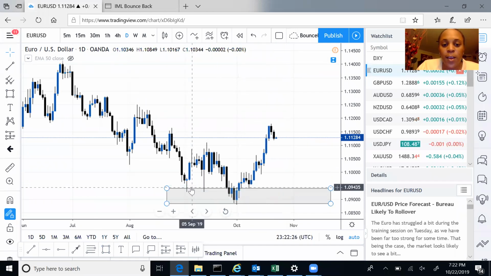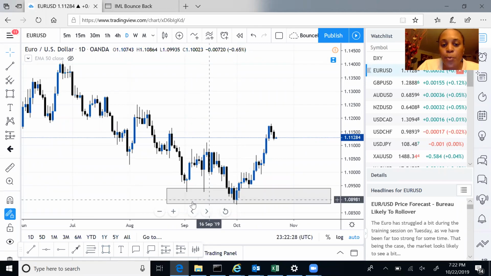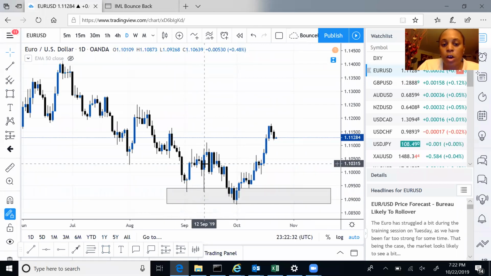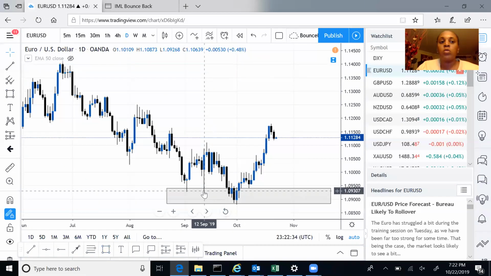Because imagine, let's say for example, we are looking at this support. You see price came here and bounced off, price came here twice. Remember, you just need 2 touches of a particular area to confirm.